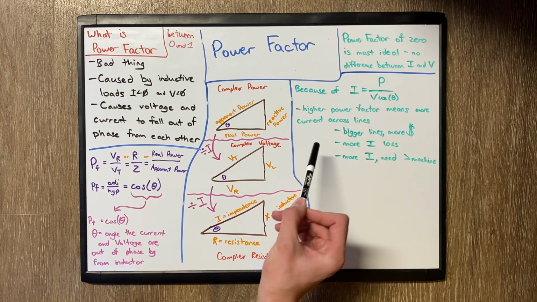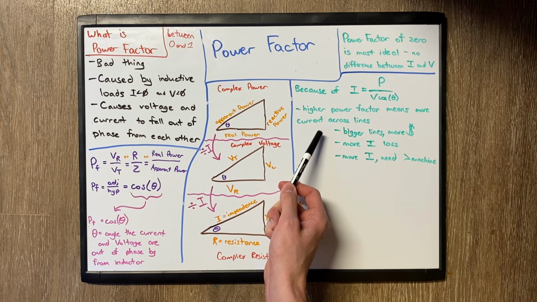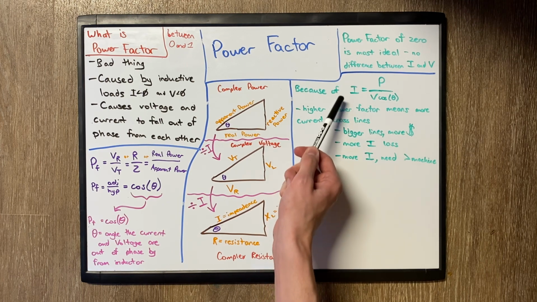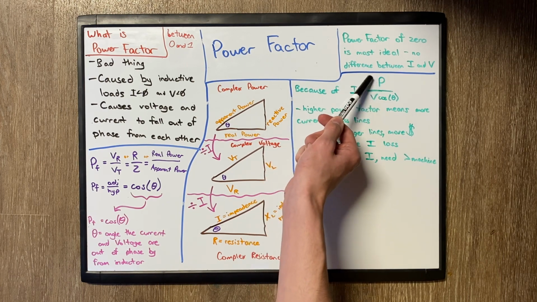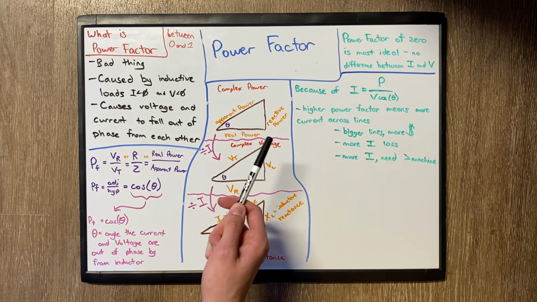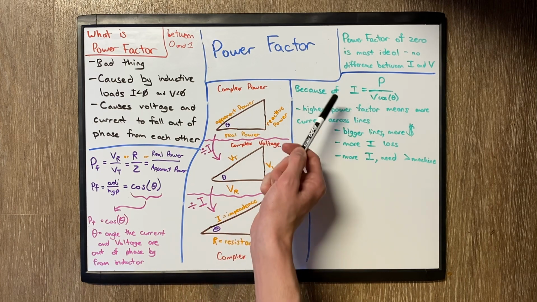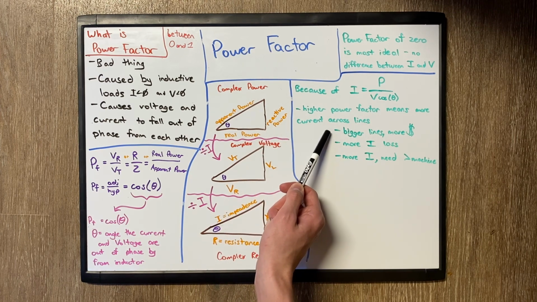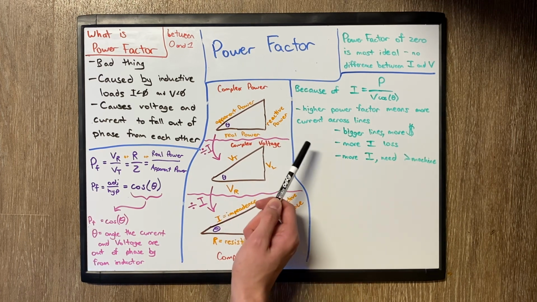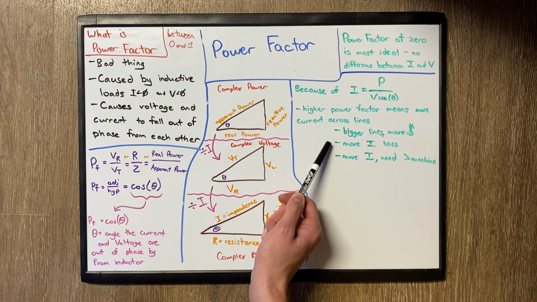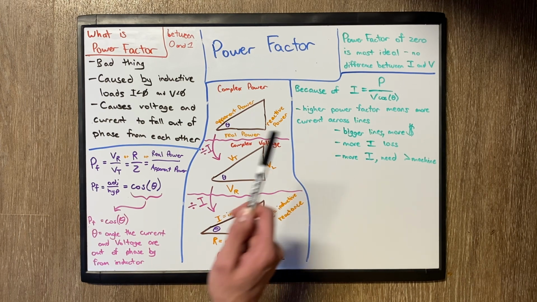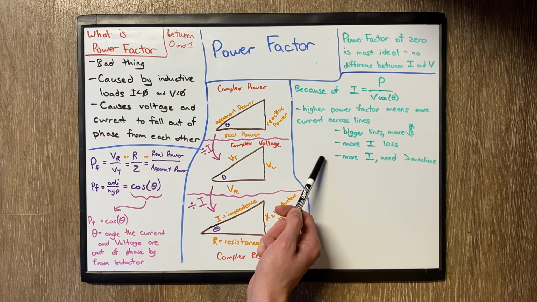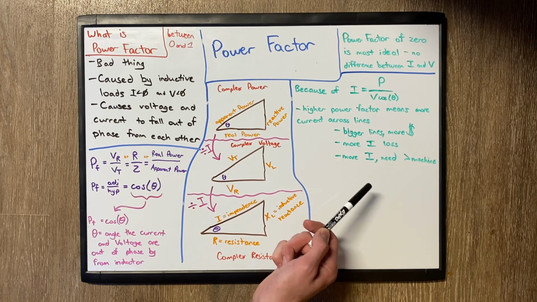what power factor causes. So a higher power factor means that we have to have more current. If we were to increase this, it's going to increase this. And that means that if you have more current, you need to have bigger wires and bigger lines to transfer, which is going to cost more. You're going to have more current loss if you're dealing with more current. And if you also have more current, then you need a bigger machine to produce that current.